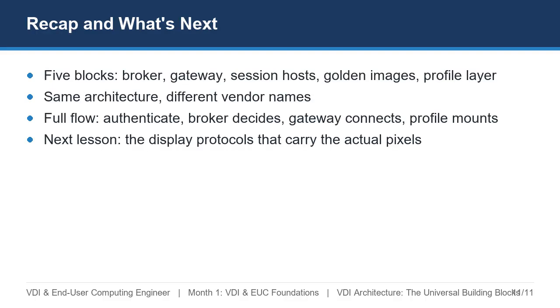5 building blocks, 1 architecture. The broker decides, the gateway connects securely without inbound ports, session hosts do the compute, golden images make hosts identical and disposable, and the profile layer makes a shared host feel personal. Every vendor you study for the rest of this course is just putting a different name on these same 5 things. Next lesson, we go deep on the piece that actually determines how good a VDI session feels to the end user, the display protocol carrying pixels, audio, and input across the network.